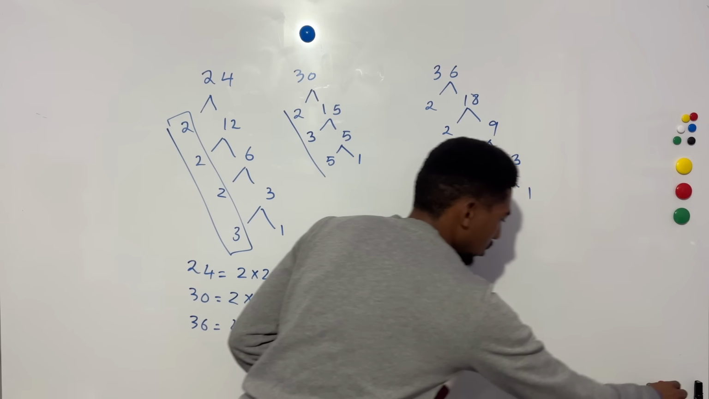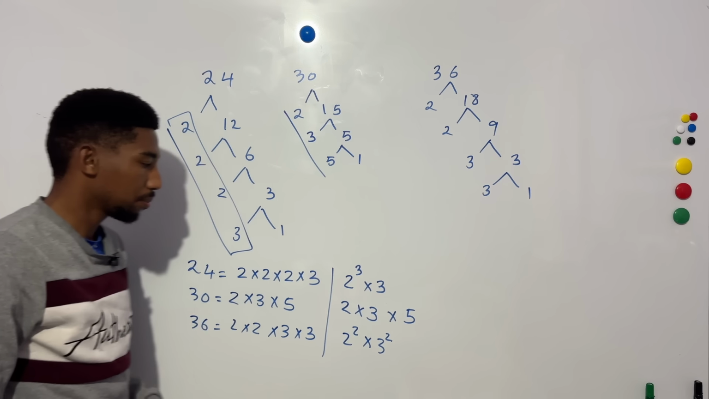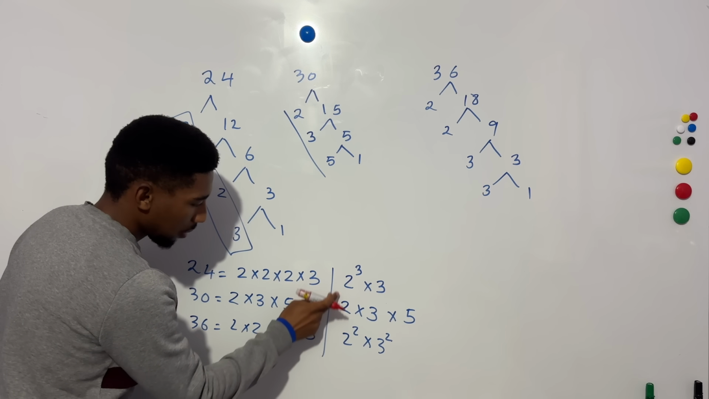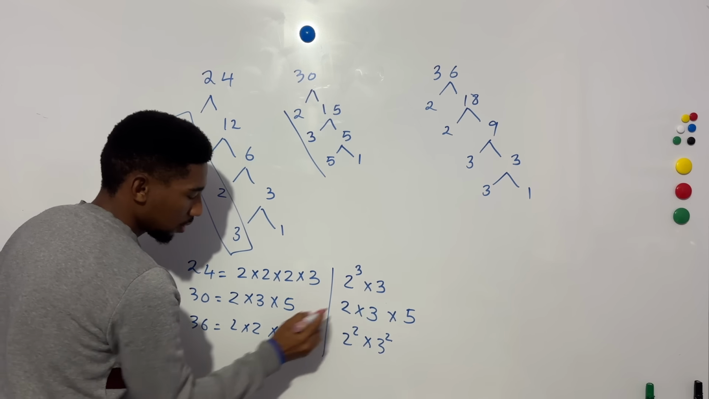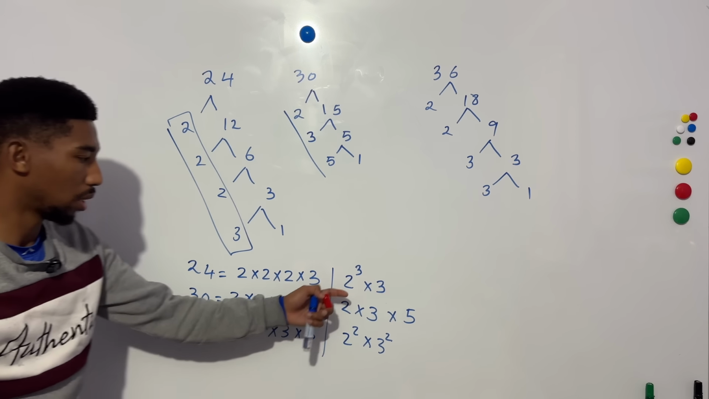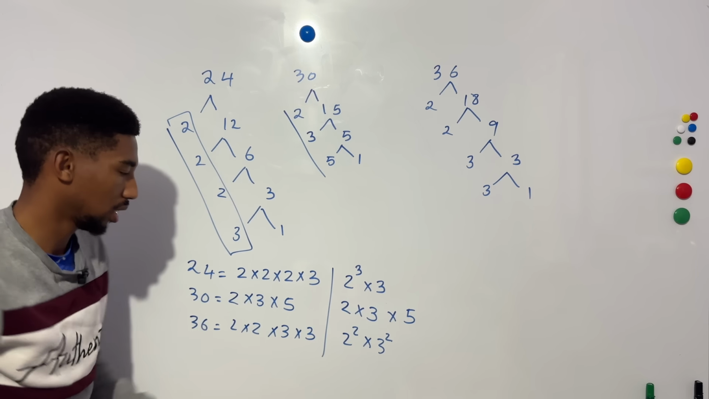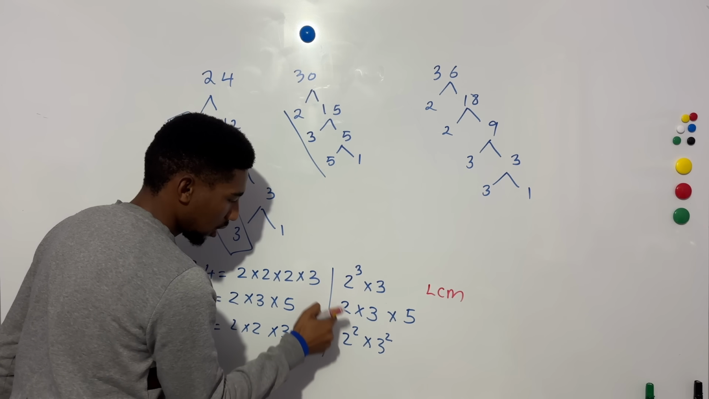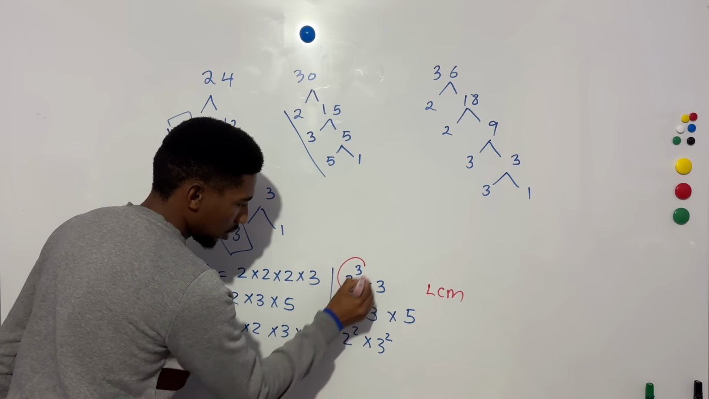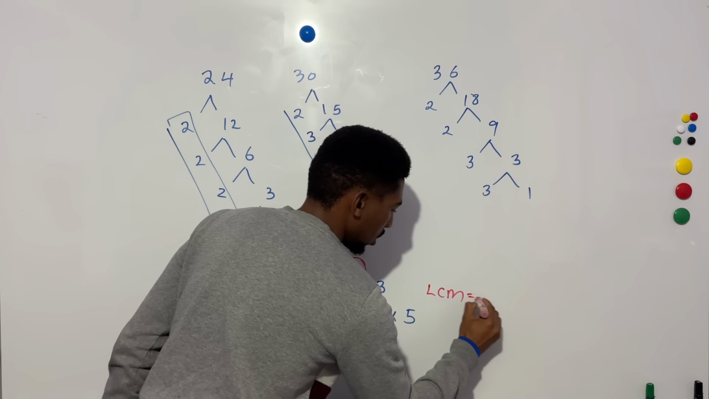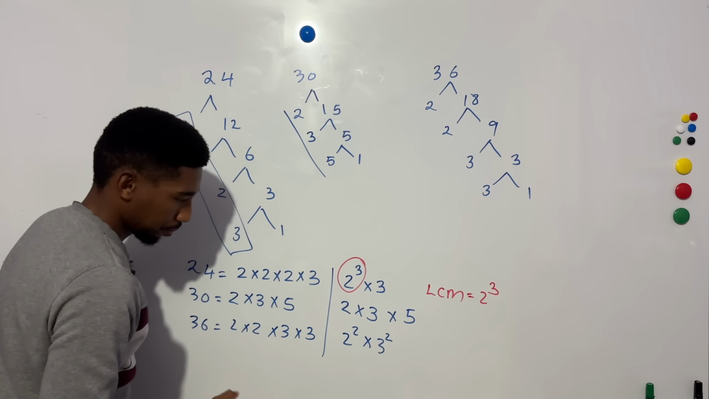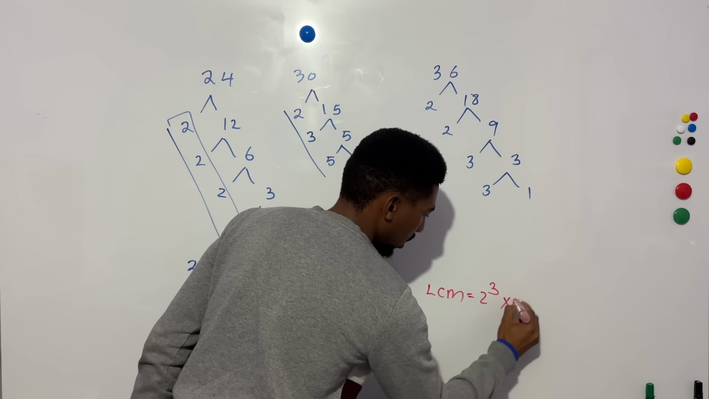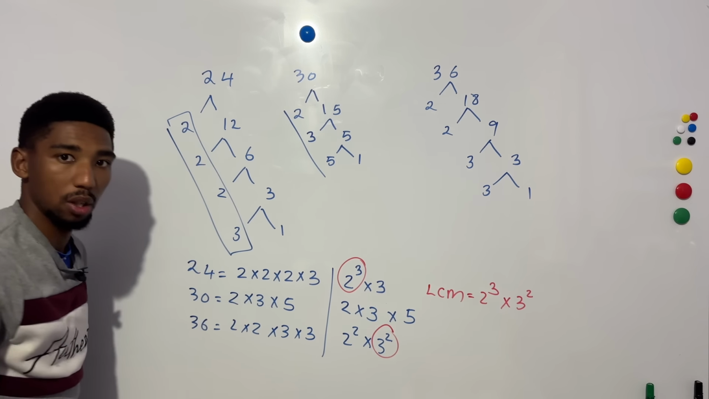As we should know by now how to do the LCM, but I'll show it again. We can see that the prime number 2 is in all three, but we take the one with the highest power. So the LCM would be 2 to the power of 3. Then we have 3 and 3 to the power of 2, so we take the highest power, which is 3 to the power of 2.